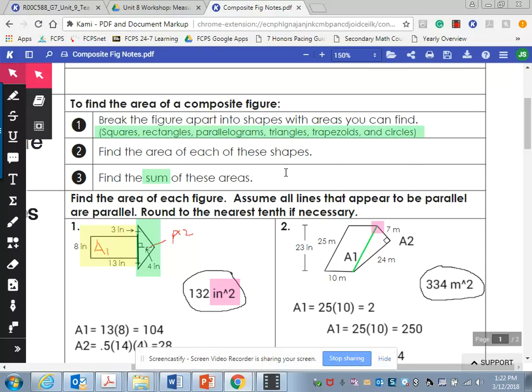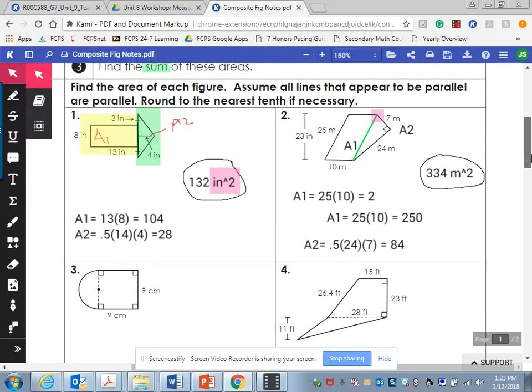Okay. After we find the area of each individual section that we've now created, we're going to find the sum of these areas. We're going to just add those areas up and get a final answer, and that's going to be the total area of our composite figure. So let's go ahead and look at an example.